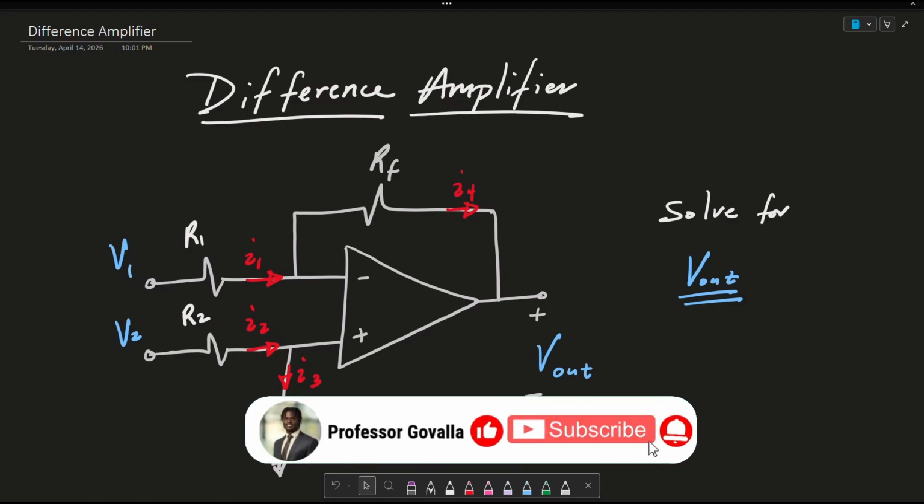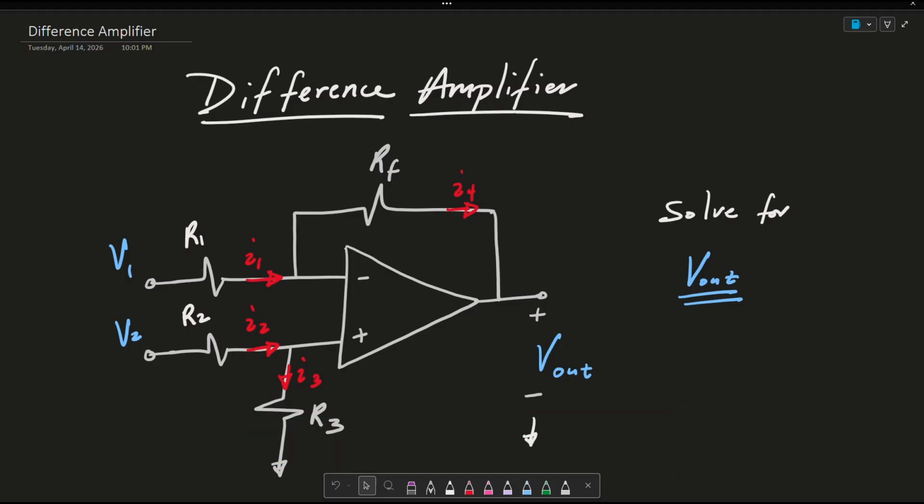My name is Professor Kovala, and today I'm going to be talking to you about the difference amplifier. Essentially, in this video, what we want to do is define the difference amplifier, give some basic examples of where we would use a difference amplifier, and then lastly, solve for the V out of the difference amplifier.